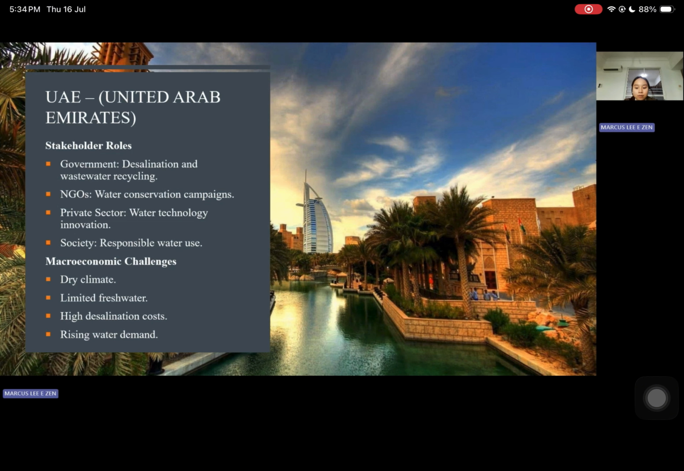The private sector develops innovative water technologies and supports sustainable infrastructure through CSR initiatives. Meanwhile, society contributes by using water responsibly and reducing water wastage. Even though the UAE performs very well, it still faces challenges such as its dry climate, limited natural freshwater resources, high desalination costs, and increasing water demand due to population growth.